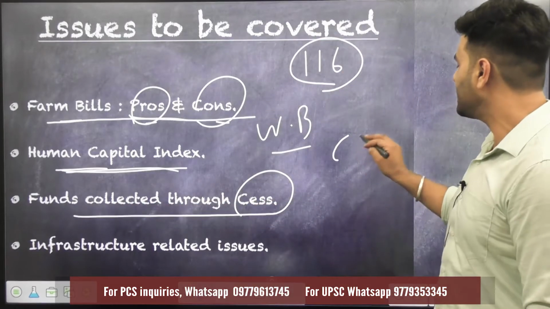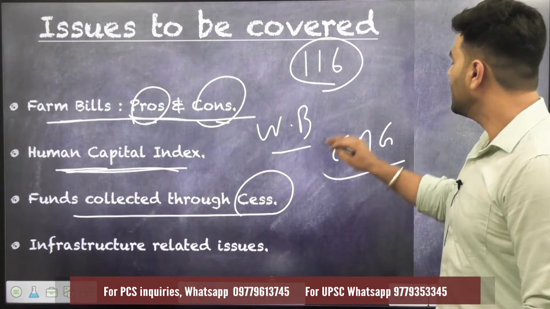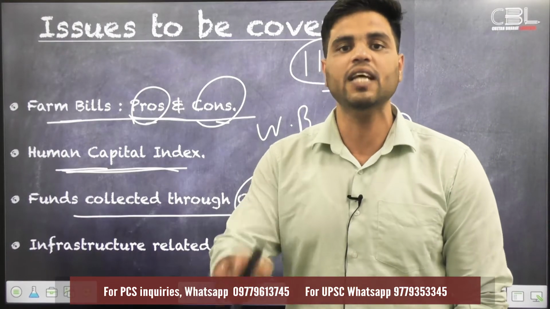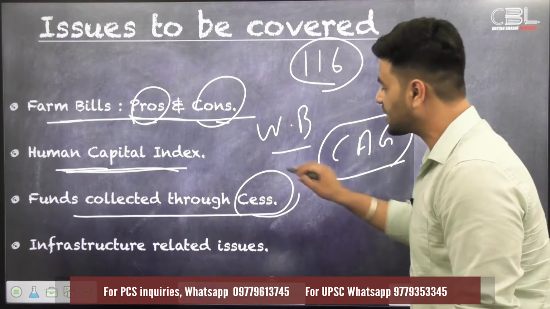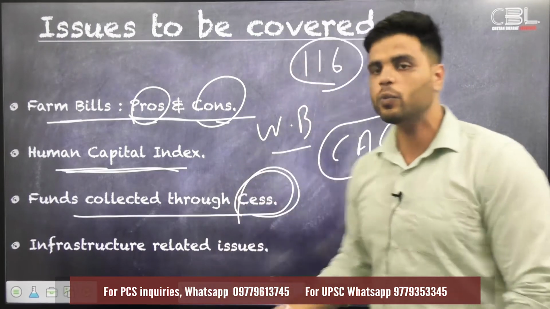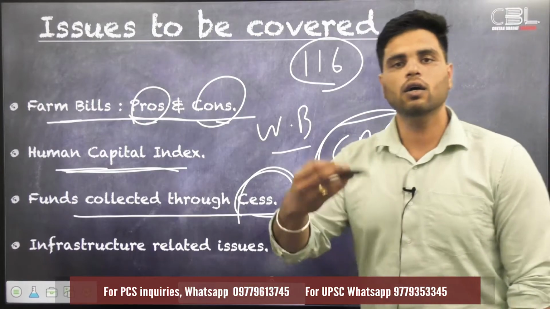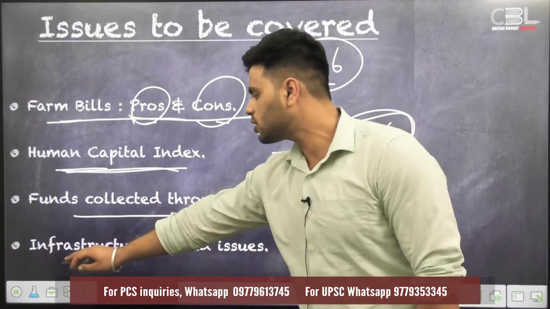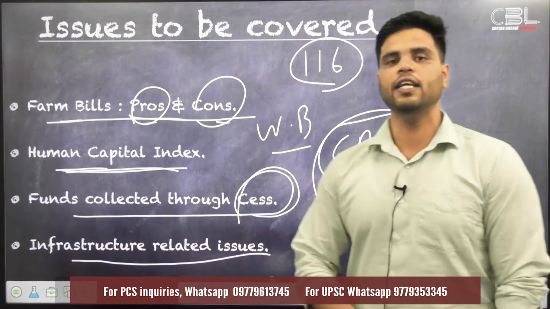Then we'll jump to funds collected through cess. Recently in a report by CAG, Comptroller and Auditor General, they said that there were certain discrepancies in the central government's accounts with respect to the cess collected by the central government. So what were those discrepancies? We'll talk about that and we'll talk about CAG's report also. And in the end, in brief, we'll talk about certain infrastructure related issues.